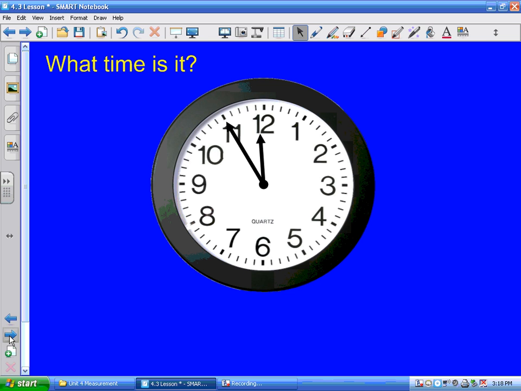Tiana. 11:50. 11:55 is not quite to the 12 yet. So what's another way of saying that besides 11:55? 55 minutes after 11. Okay, that's another way. How many minutes before the next hour? How many minutes before 12? 5 minutes. Yes, it's 5 minutes to 12. All right, there we go.